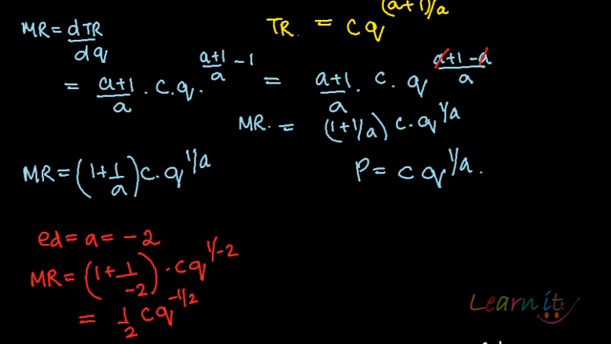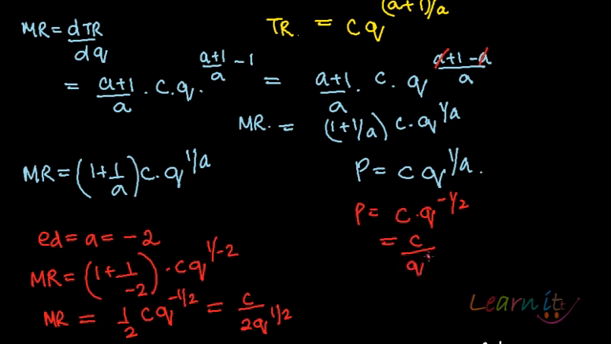Okay, so simplifying this, you will have c upon 2 q to the power 1 by 2. This is your MR function. Demand function would be c into q to the power minus 1 by 2, so c upon q to the power 1 by 2. So this is your MR function, this is your demand function. So MR function, as you could see, is just half of P.